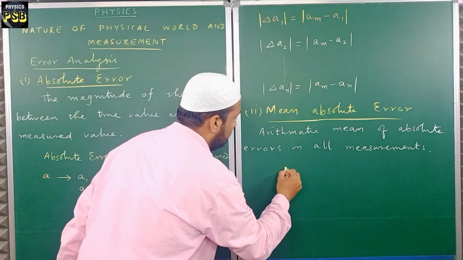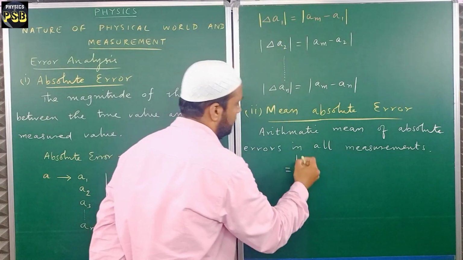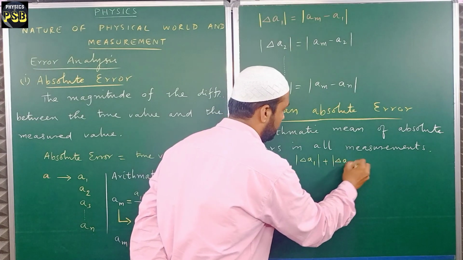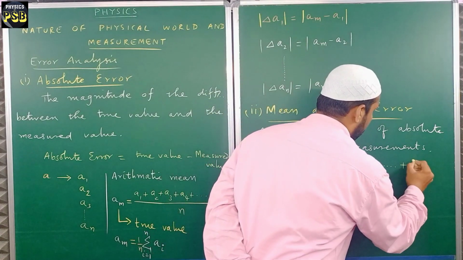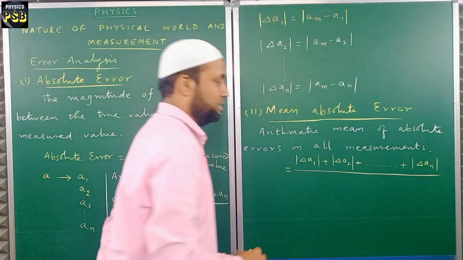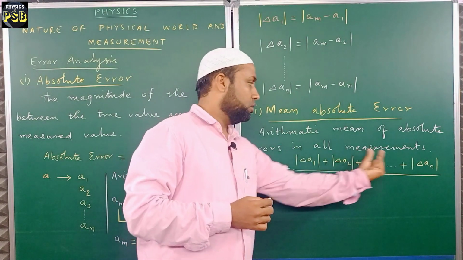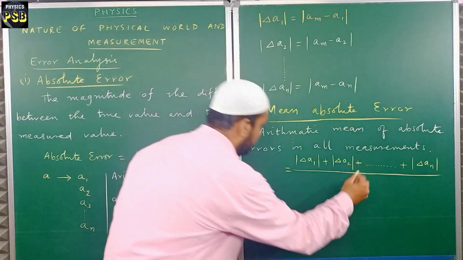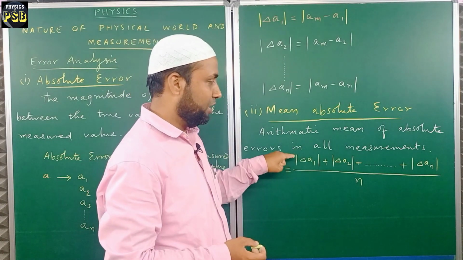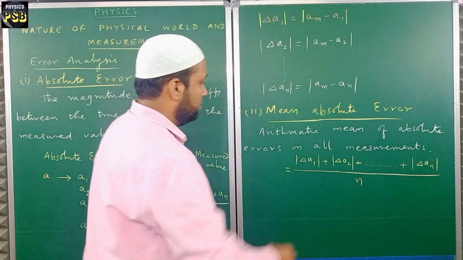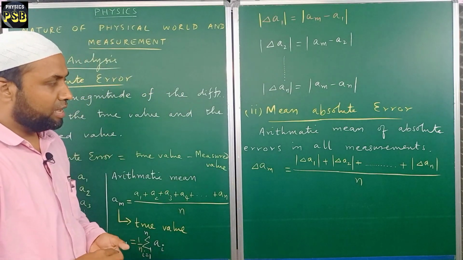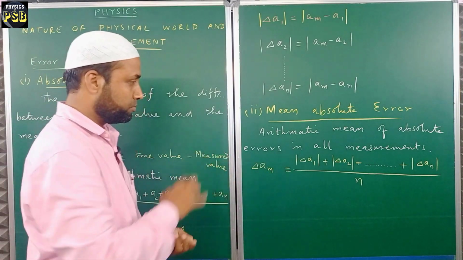So here I take all these absolute errors. I start with modulus of delta A1, then modulus of delta A2, and like this we go, adding all the values up to An. Then the sum we have obtained is divided by the total number of measurements we have done. Here the total number of measurements is n. It gives me the average of absolute errors involved in these measurements, and it is represented as delta AM. Here M stands for mean. I hope I have understood.